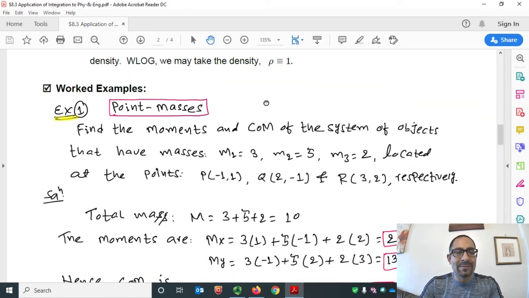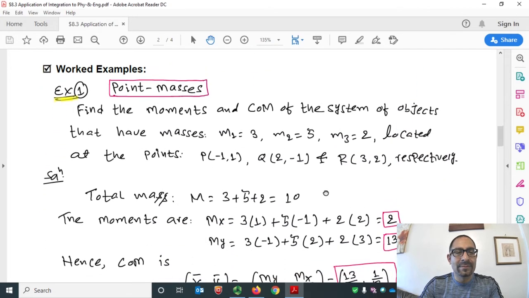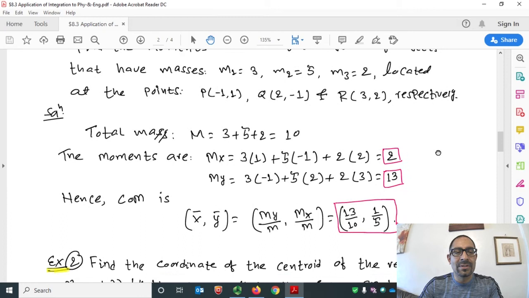Let's do an example. Example 1, the point masses system. Find the moments and center of mass of the system of objects that have masses m1 equals 3, m2 equals 5, m3 equals 2, located at the points: m1 is located at point P, m2 is located at point Q, m3 is located at point R respectively. Solutions.